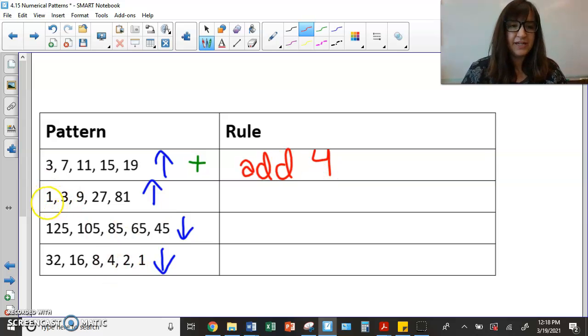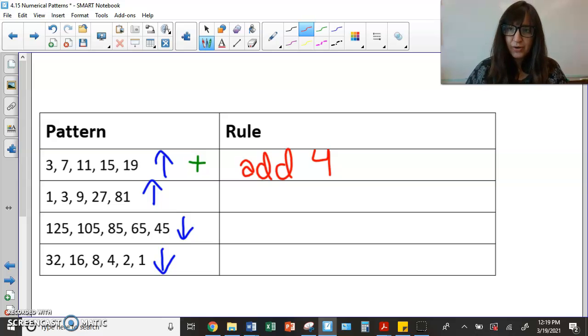Looking at this pattern right here, I go from 1 to 3. So let me try adding first to see if that works. 1, 2, 3. So 1 plus 2 equals 3. So if the rule is add 2, I should be able to do that to the next number. So 3 plus 2, 3, 4, 5. Well, that doesn't equal 9. And if I add 2 to 9, that's definitely not going to equal 27. So that means I can't seem to find a rule with adding, but this pattern is increasing.